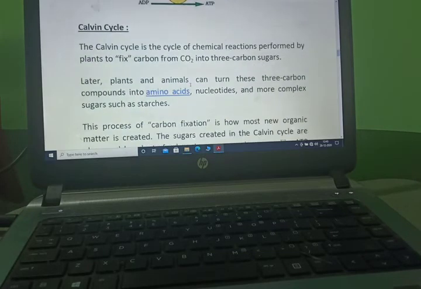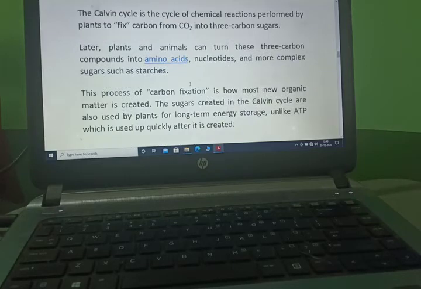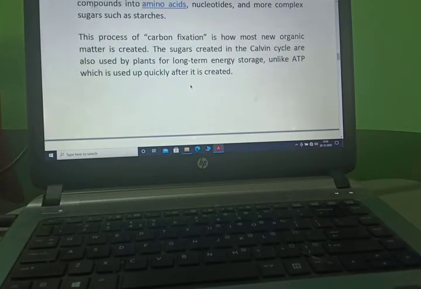Now we are starting our next topic, that is the Calvin cycle. The Calvin cycle is the cycle of chemical reactions performed by plants to fix carbon from carbon dioxide into 3 carbon sugars. Later plants and animals can turn these 3 carbon compounds into amino acids, nucleotides and more complex sugars such as starches. This process of carbon fixation is how most new organic matter is created.